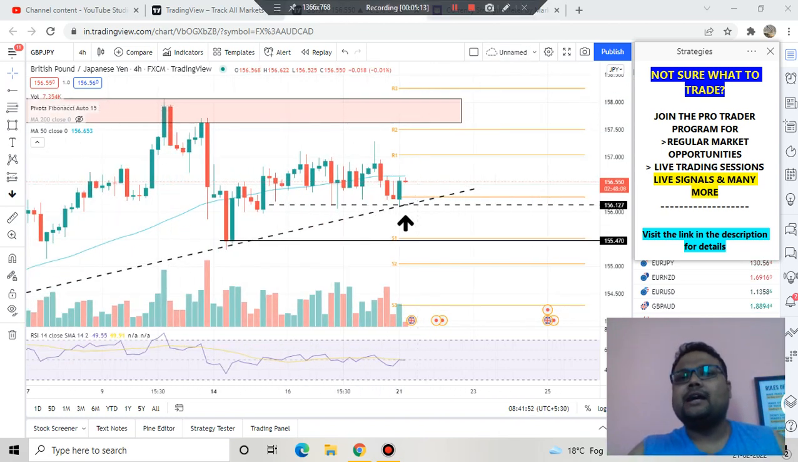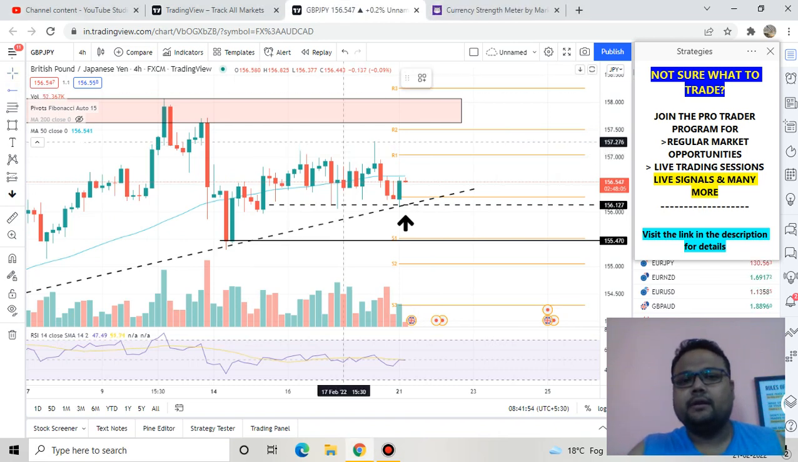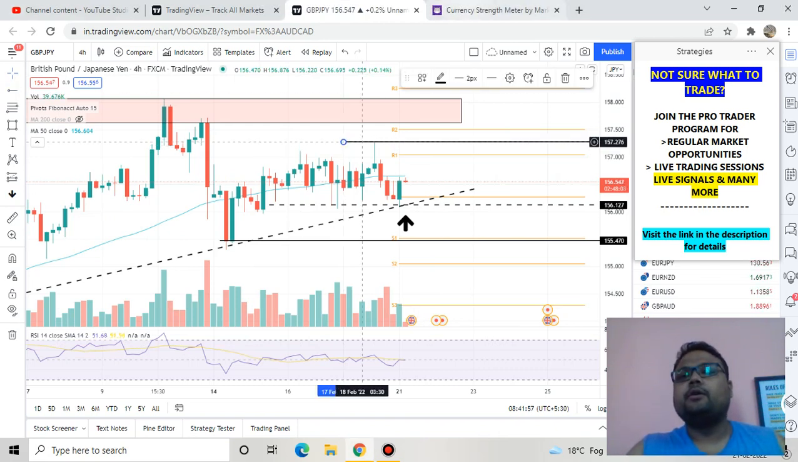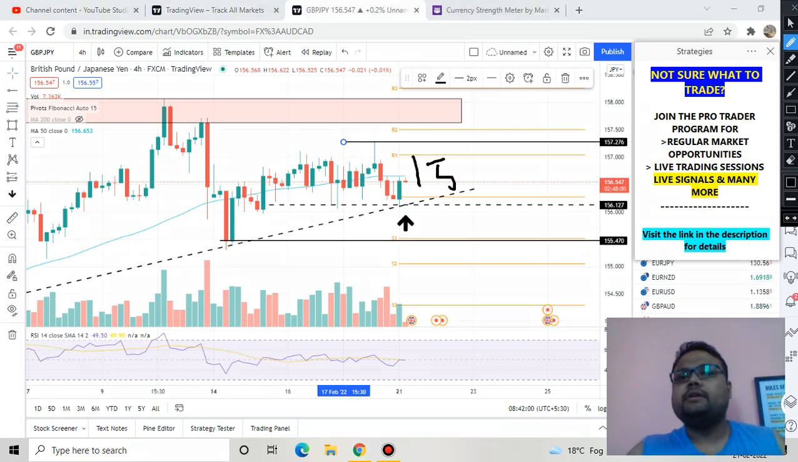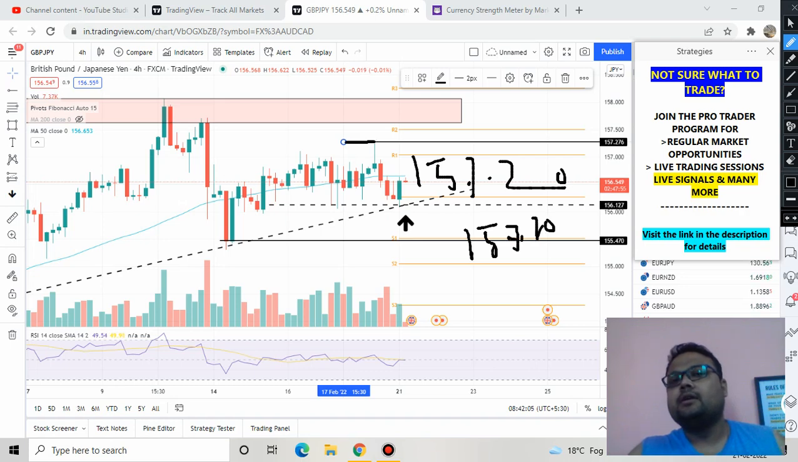But for day trading purposes, I would like to recommend one more level here, and the level is 157.20 or 157.30. This can be another level for day traders mostly. This is a trending market towards the upside, but for day trading purposes, if you see good price rejection from above around this level, then with proper risk management, you can also take a sell position. If you see good price rejection from above at the 157.20 to 157.30 level, you can take a sell position.